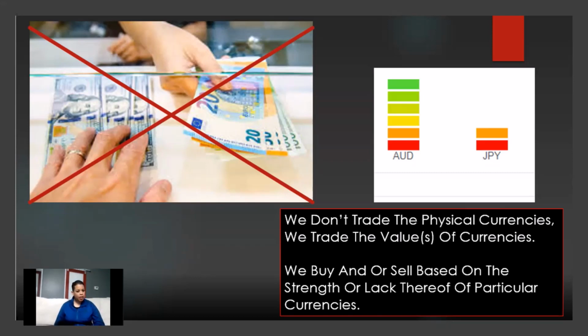So we buy and sell based on the strength or lack thereof of a particular currency. Now, here's the beautiful thing about trading in the foreign exchange market. You can buy and sell. So if I have a currency that's weaker than another one, I can sell it. That's not typically how the stock market works. The stock market works only when the economy is doing well and you're gaining money on your investment. Most people sell out of fear, but with Forex, we can buy and we can sell based on trends and analysis that I'll show you later on.